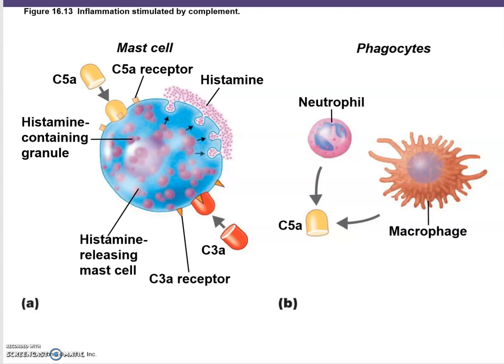Here you have the mast cell and basically the C5a component of complement will bind to the C5a receptor, and then basically you have these histamine-containing granules that are being spilled out, and here's all that histamine coming out and enhancing inflammation. C3a also plays a role. And here then you have the phagocytes, the neutrophils, they are being attracted to the area.